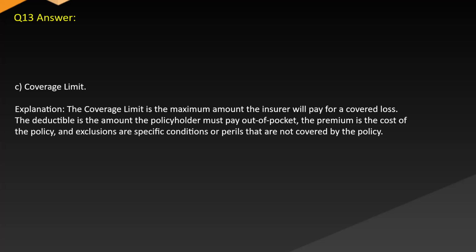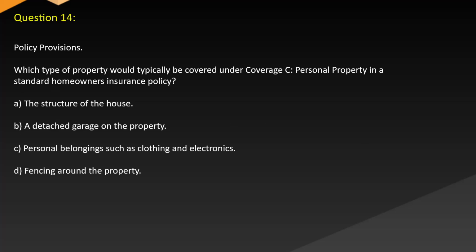The deductible is the amount the policyholder must pay out of pocket. The premium is the cost of the policy, and exclusions are specific conditions or perils that are not covered by a policy. Question 14. Policy provisions. Which type of property would typically be covered under coverage C, personal property, in a standard homeowner's insurance policy?